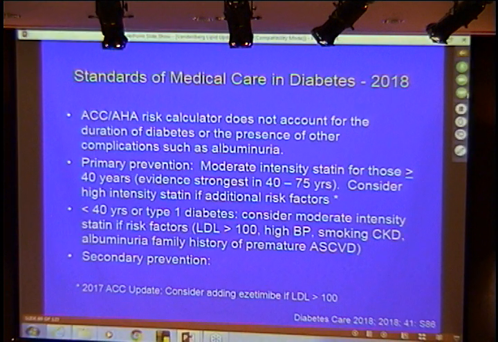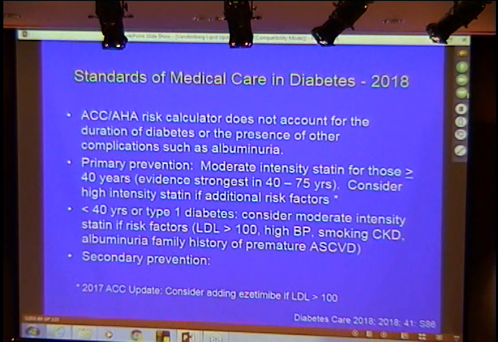This is from the standards of care document from the ADA that just came out. Their concern is that risk calculator doesn't account for duration of diabetes or the presence of other complications of diabetes. They suggest for primary prevention, moderate intensity statin over 40, again, because that evidence base is stronger over 40. Consider high intensity if additional risk factors.